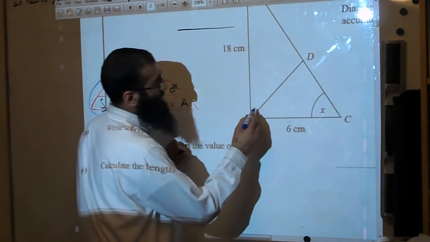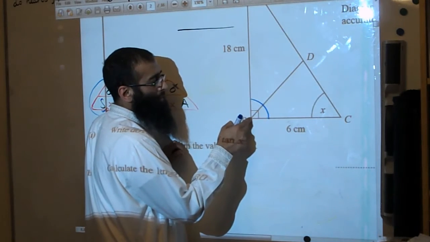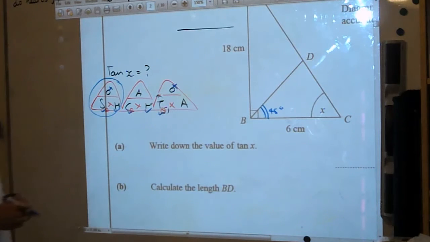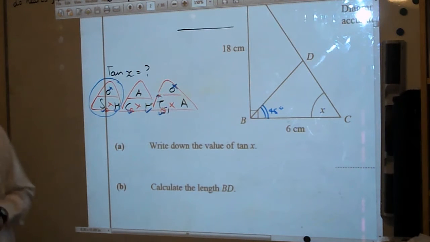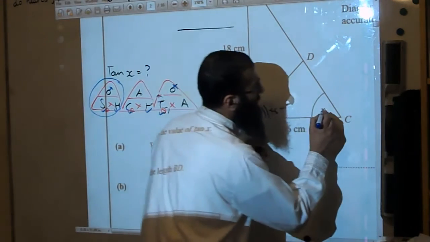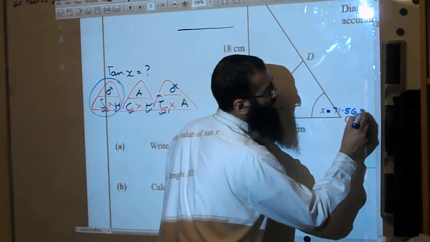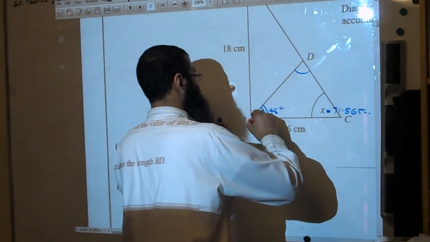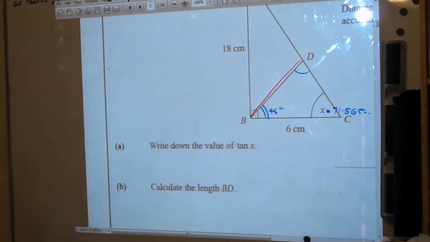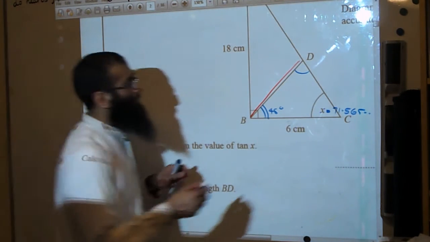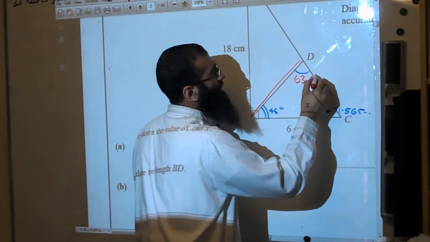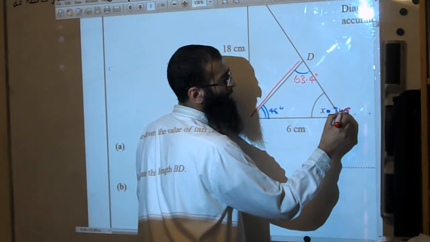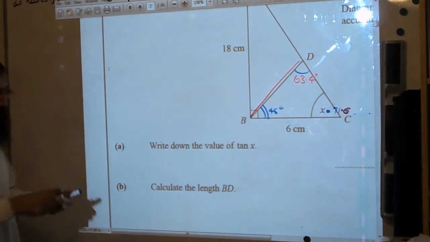Now, if this angle is bisected exactly in half, what was it originally? 90. What is it now? 45. What was our angle over here? 71.565. Now work that one out for me. The answer is 63.43494882. So 63.4 degrees, and if you round off to 1 decimal place, this one becomes 71.6.